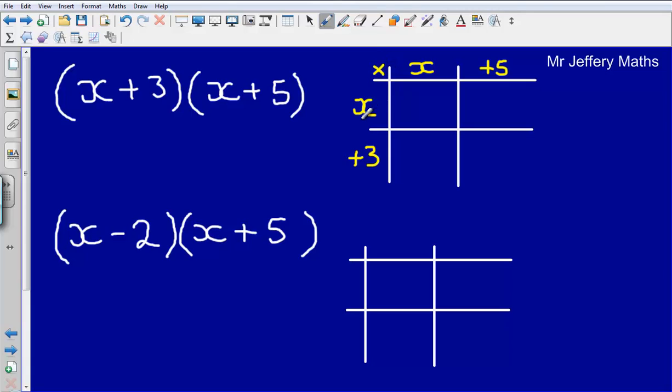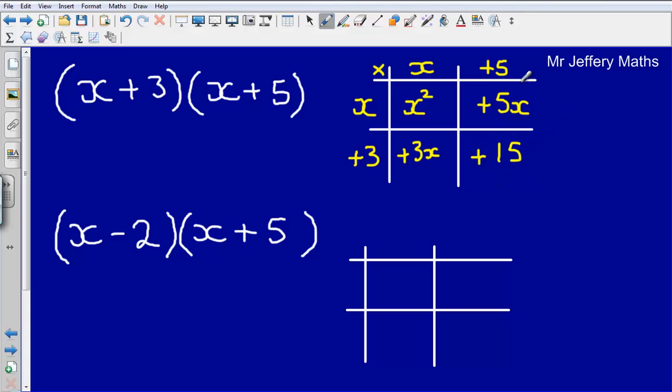As I say, what we're now going to do is multiply each of these things together. So x multiplied by x gives us x squared, x multiplied by +5 gives us +5x, x multiplied by +3 gives us +3x, and then lastly +3 multiplied by +5 gives us +15.